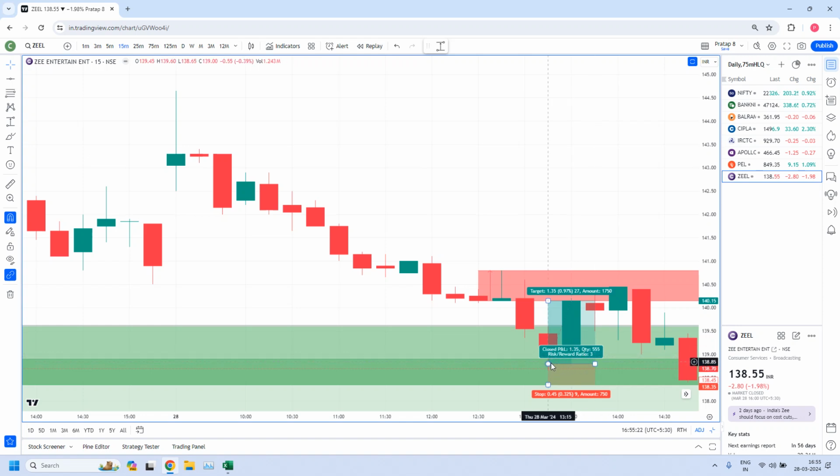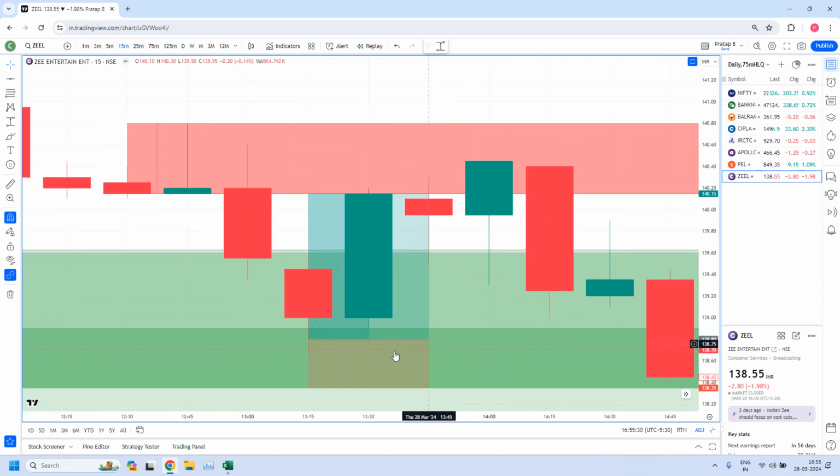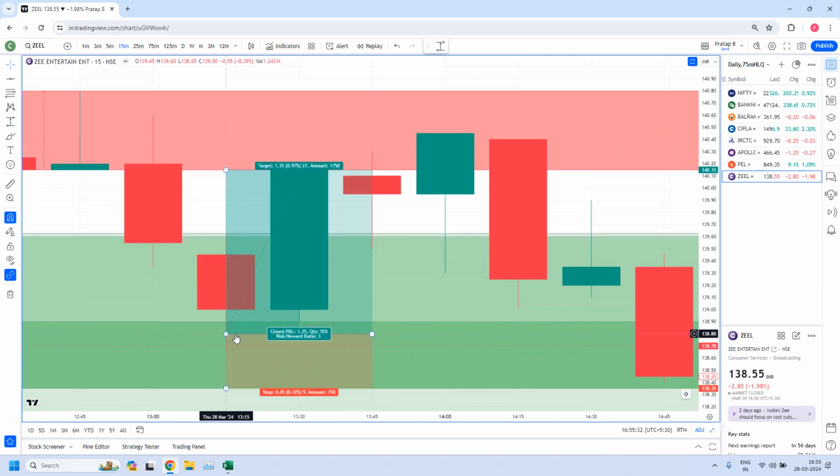So that means I changed my entry level. Instead of taking my entry level, if prices come a little below, I want to take a trade here. Let me zoom. Instead of taking it here, I want to take it a little below.